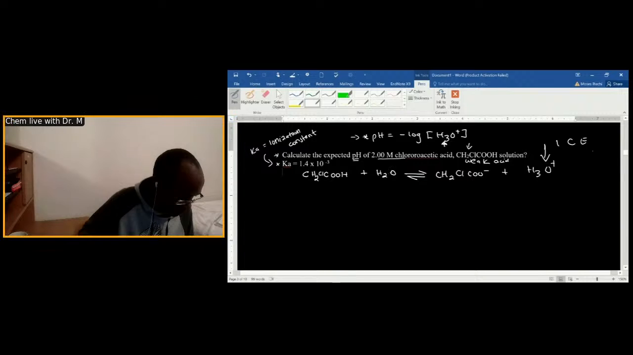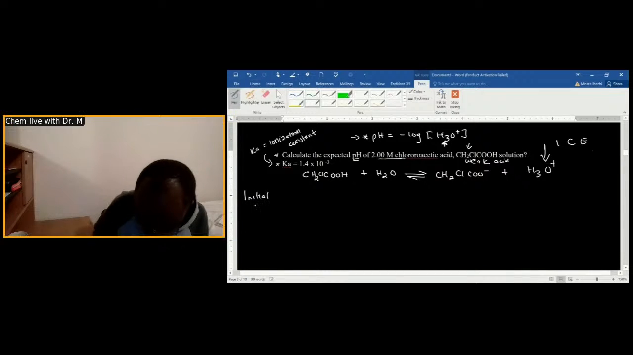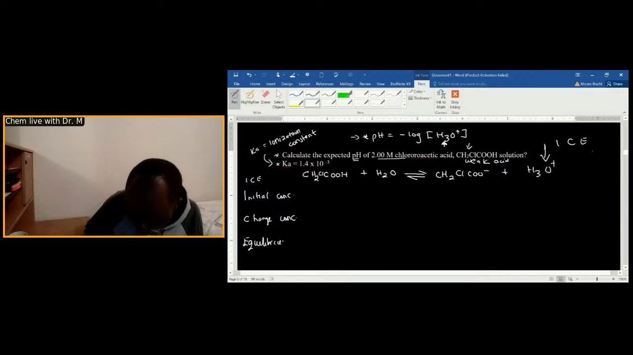All right. So how do we use the ICE chart? ICE stands for initial concentration. C in the acronym ICE stands for the change in concentration, and then E is the equilibrium. So this is going to be the equilibrium concentration that we really need to find for H3O+ before we apply this formula to find pH as asked in the question.